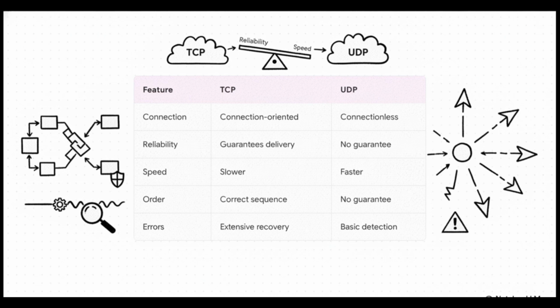UDP absolutely does not. And because of that, when we look at speed, TCP is inherently slower due to the overhead of all those acknowledgements, while UDP is way faster since it skips the extra checks. TCP also ensures your packets arrive in the correct order, whereas UDP, no guarantee whatsoever. And finally, TCP performs extensive error recovery, while UDP basically settles for basic error detection.